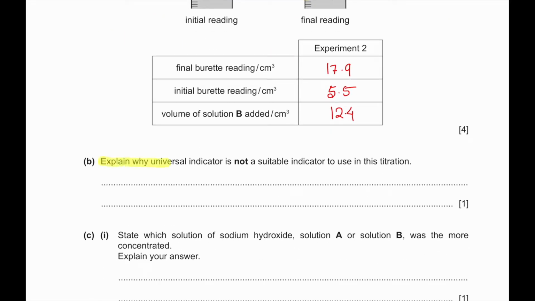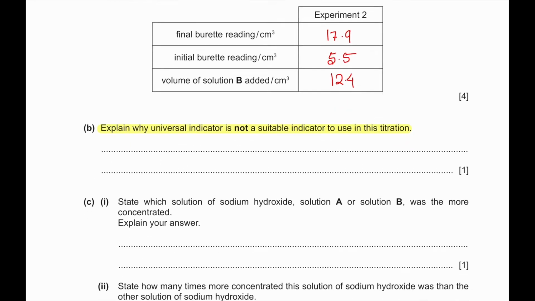Explain why universal indicator is not a suitable indicator to use in this titration. We know that universal indicator has many color changes at different pH, so it will be hard to determine the endpoint using universal indicator.